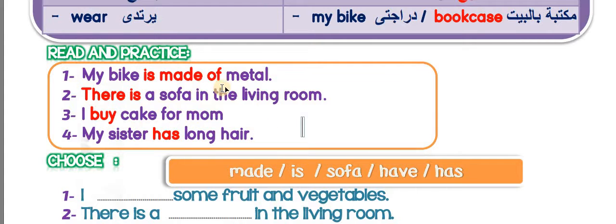My bag is made of metal. There is a sofa in the living room. I buy cake for mom. My sister has long hair.